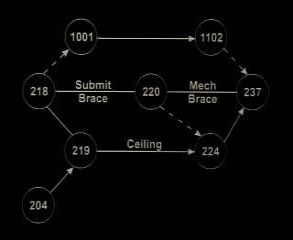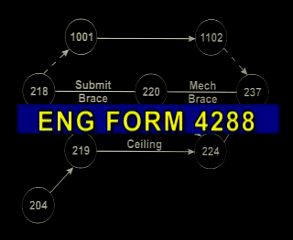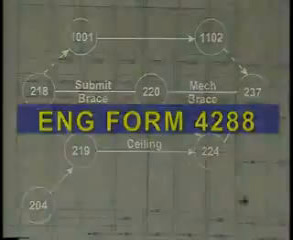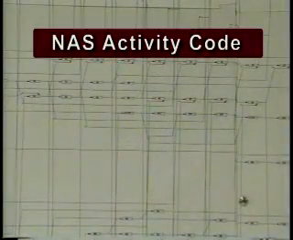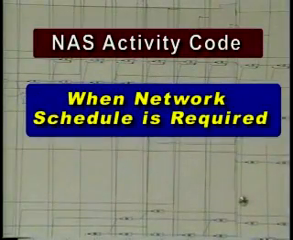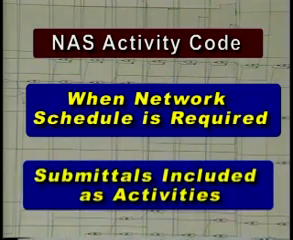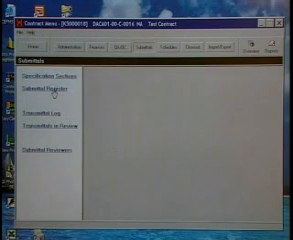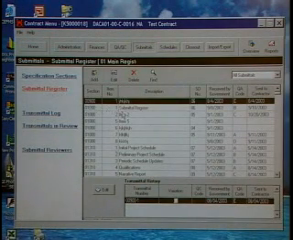Regardless of what type of schedule is specified, Engineer Form 4288, the submittal register, is used for submittal control and scheduling. Most of the information required is self-explanatory. However, there are several items that need clarification. First, the NAS activity code is used only when a network schedule is required and for those submittals that have been included as activities. Item number is to be completed by the contractor.